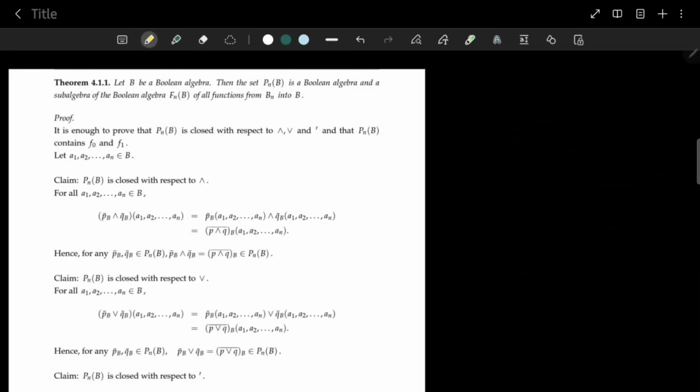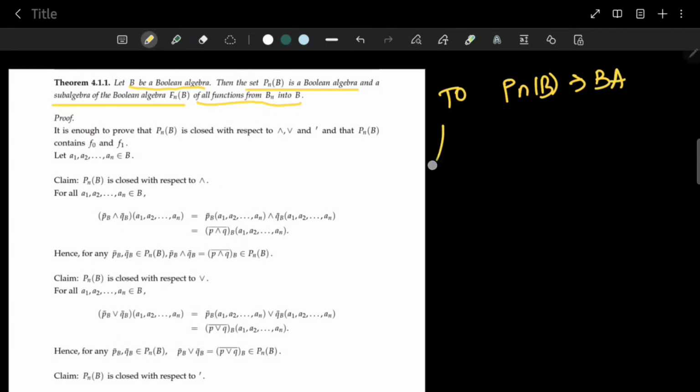Now let's read the statement of the theorem. Let B be a Boolean algebra. Then the set P_n(B) is a Boolean algebra and a subalgebra of the Boolean algebra F_n(B) of all functions from B^n into B. That means we have to prove that P_n(B) is a Boolean algebra.